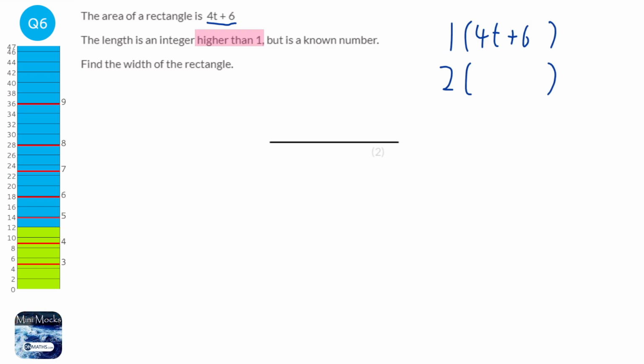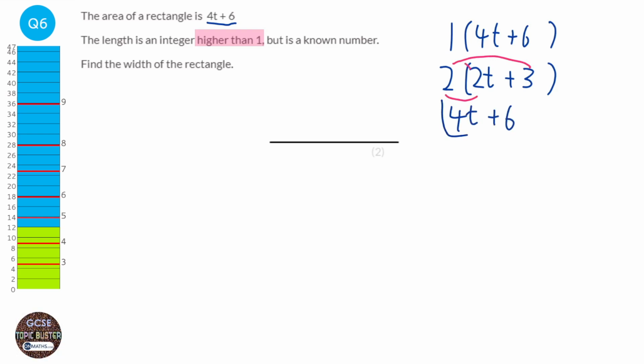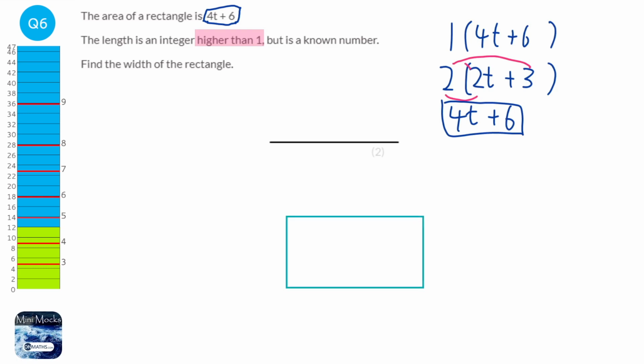2 times 2t is 4t, and 2 times 3 is 6. So what we can do is we can just check that out with smiles and rainbows. Put all my times down there to remind me to times it. So 2 times 2t is 4t, 2 times 3 is 6. So that works because that is the same as this in the question. So we know that 2 times 2t plus 3 works. In fact, it's the only one that works with it being an integer.